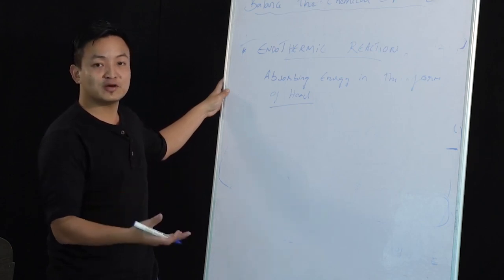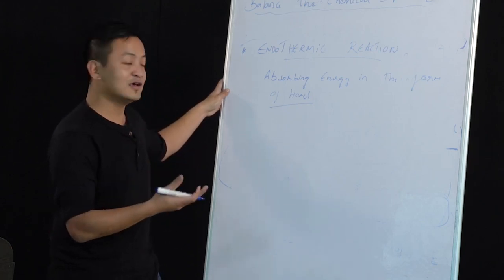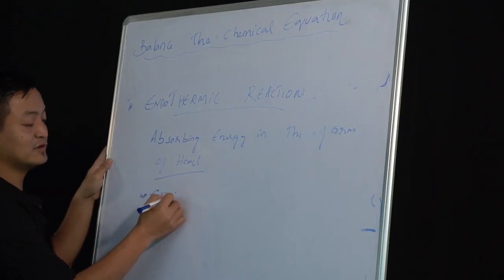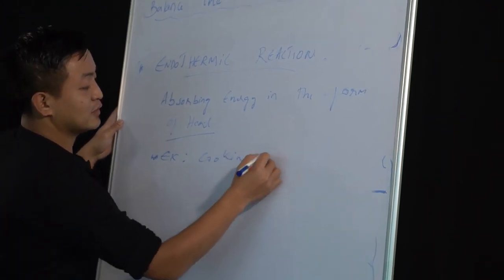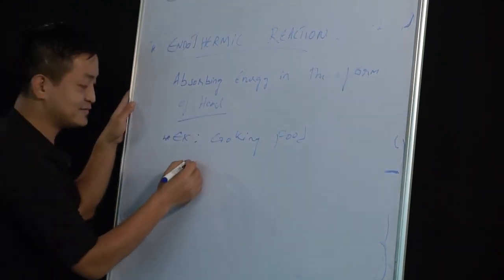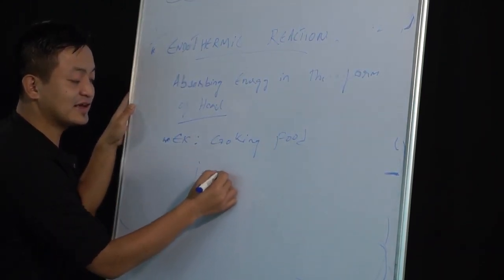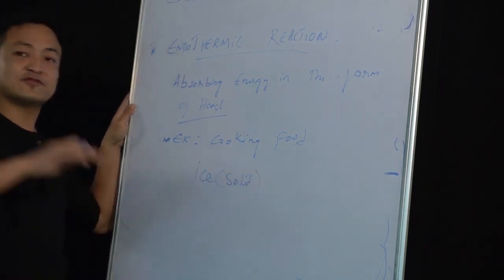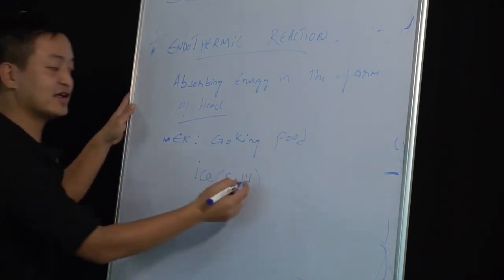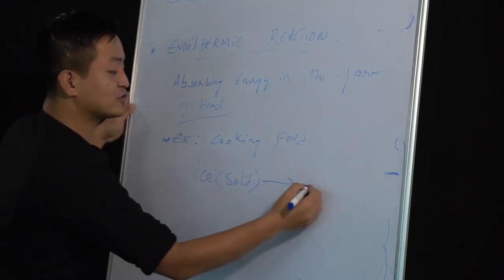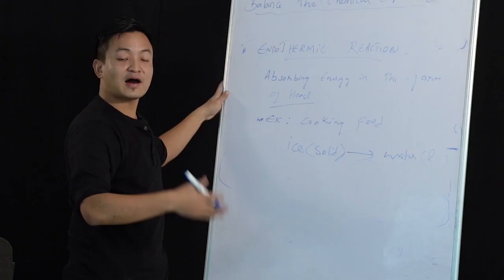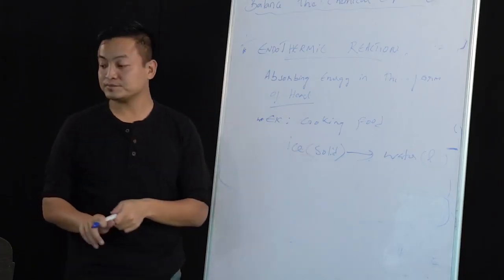To cook, what do we need? We need heat. To cook food, we need heat. Example, cooking food. Or another example I can give you is ice. Ice in a solid form, you don't have to do anything, but if the temperature is warm, nature itself will absorb the heat and now it will convert to water in a liquid form. Solid to liquid form. Ice to water. Clear?